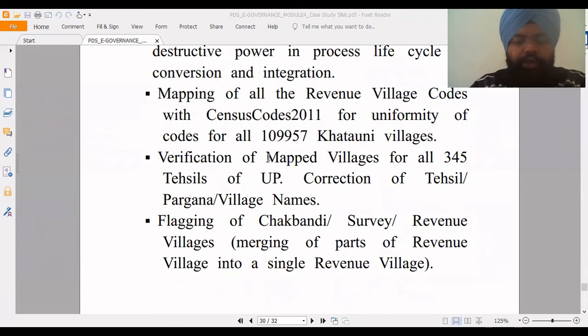Mapping of all the revenue village codes with census code 2011 for uniformity of codes for all 1,09,957 Khatauni villages, verification of mapped villages for all 345 tehsils of UP, corrections of tehsil and village names, etc. Flagging of Chakbandi survey revenue villages, merging of parts of revenue village into a single revenue village.